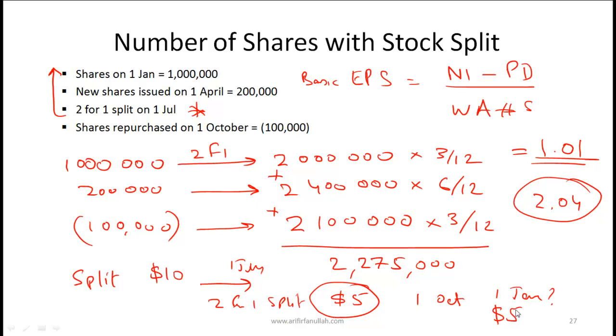Because if you say that on 1 Jan the price was $10, that would be extremely confusing, because it would then seem that the price has gone down from 10 to 5, which is not really true. The price is now 5 because of the split. So to keep comparability straight, we need to report all previous prices as split adjusted prices. So what was trading for $10 on 1st Jan will now be quoted as $5.